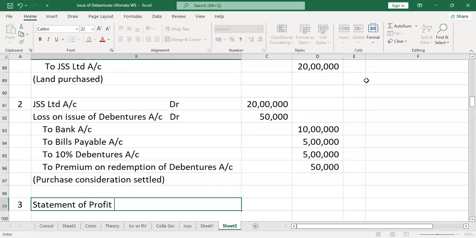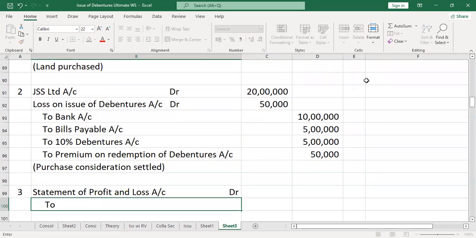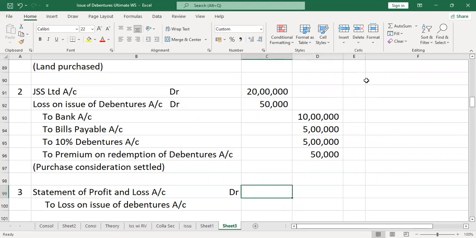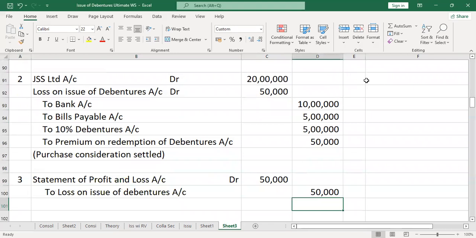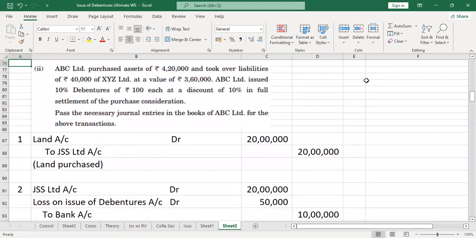Statement of profit and loss account debit to loss on issue of debentures account. And that will be how much, my dear children? 50,000. Loss transferred to statement of profit and loss. That's it. Very simple, my dear children. I'm moving on to the next question. For want of time, if you want, you can rewind and watch this again.